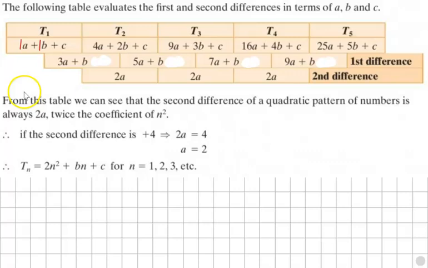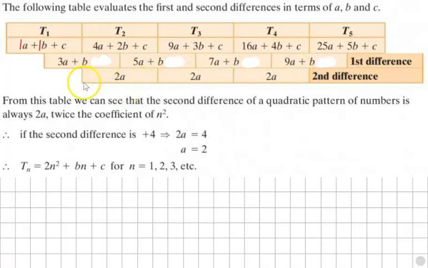Now, to get the difference between terms, to get from 1a to 4a, we add 3a. And to get from 1b to 2b, we add 1b. Then to get from 4a to 9a, we add 5a. And to get from 2b to 3b, we add 1b. To get from 9a to 16a, we add 7a. To get from 3b to 4b, we add b. And to get from 16a to 25a, we add 9a. To get from 4b to 5b, we add b.